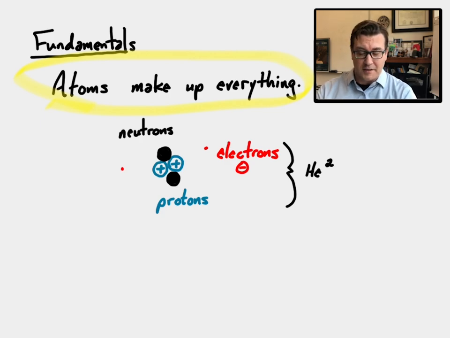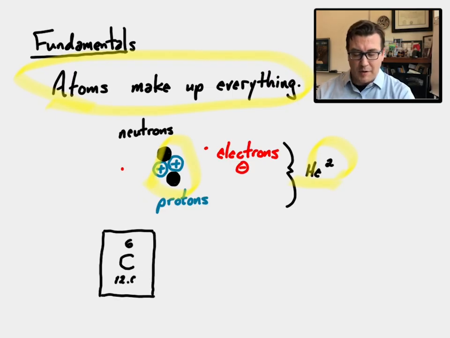Again, as a reminder, the nucleus of the atom is made up of neutrons and protons, and around that there are electrons. For example, right here is shown an example of helium. You'll notice I put a helium-2 here. That's the isotope of helium.